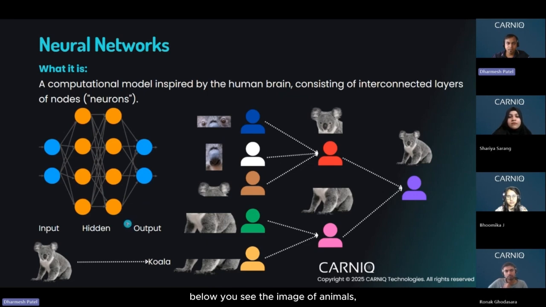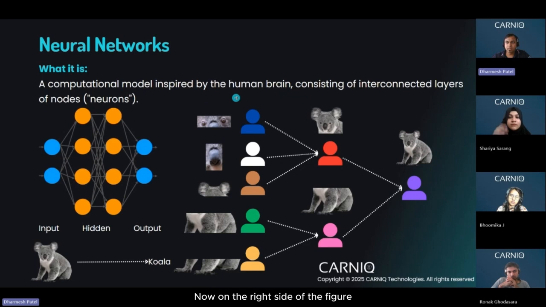To understand with an analogy, on your screen below you see the image of an animal. Let's take an example where this image is given to a group of students who have never seen this animal before, and you ask them to tell whether this image is a koala or not. The koala is an animal from Australia, and most of the students don't know what it is. So our task is to train them.